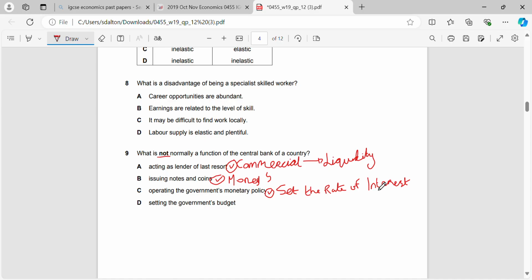But what they don't do is they don't set the government's budget. The government themselves will do that.